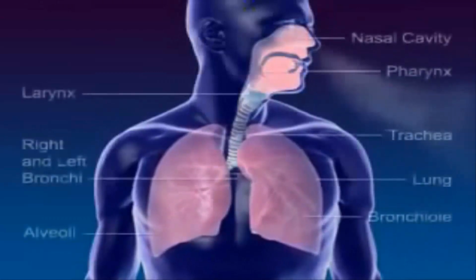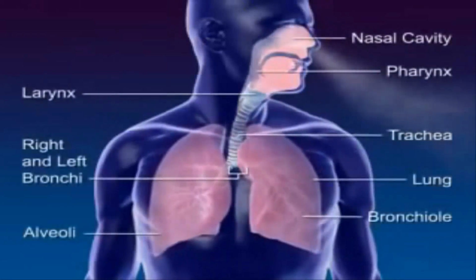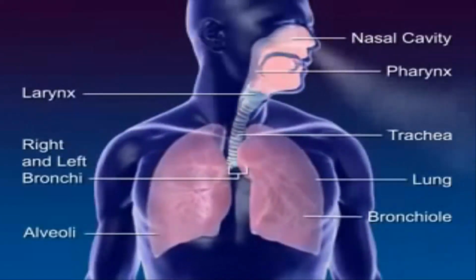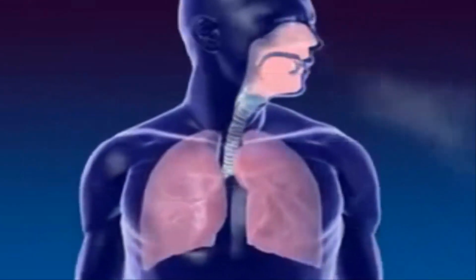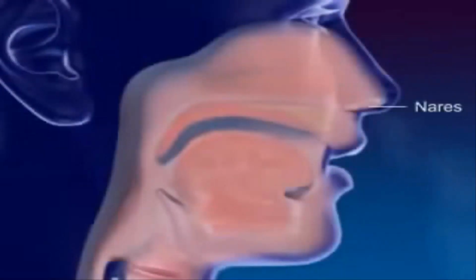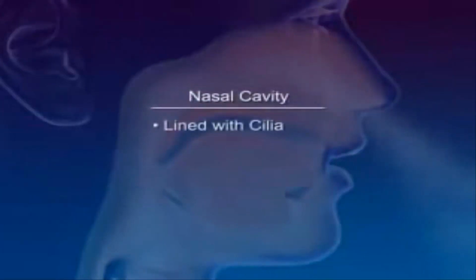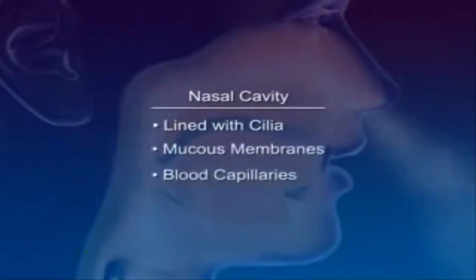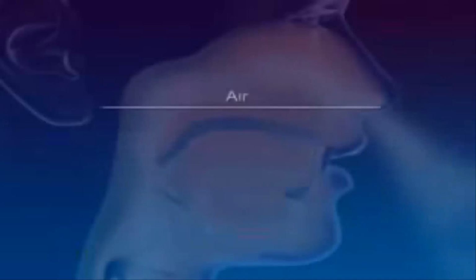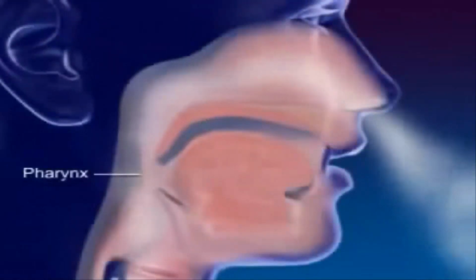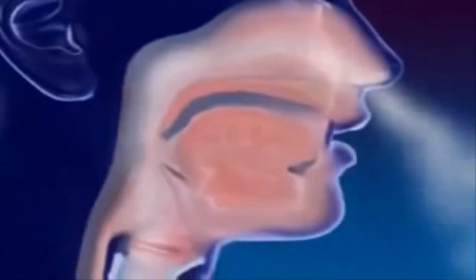The respiratory system moves air through the nose, pharynx, larynx, trachea, and bronchus to the alveoli, where the gas exchange between oxygen and carbon dioxide occurs. Nares are the openings to the nose. The nasal cavity is lined with cilia, mucous membranes, and blood capillaries. The air is filtered by cilia, moistened by mucous membranes, and warmed by the blood. Air moves into the pharynx or throat, the common passageway for food and air. Air continues on to the larynx.